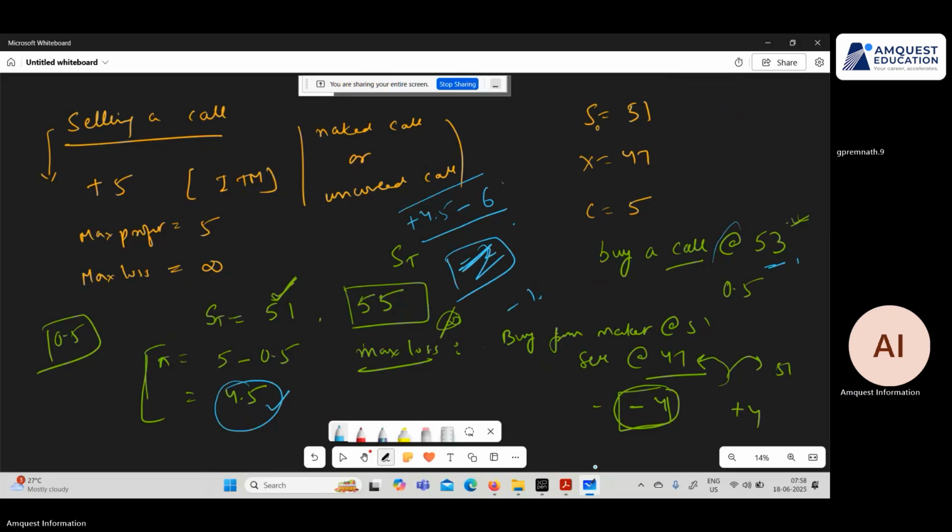Got it. Perfect. Understood. Because after this, it will offset my profit and my loss. It will always offset. Makes sense. So in this one, the only catch was that even though it looked foolish to sell at 47 and buy at 43, the strategy was bear spread, hence we had to do it. So that's something you need to keep in mind.